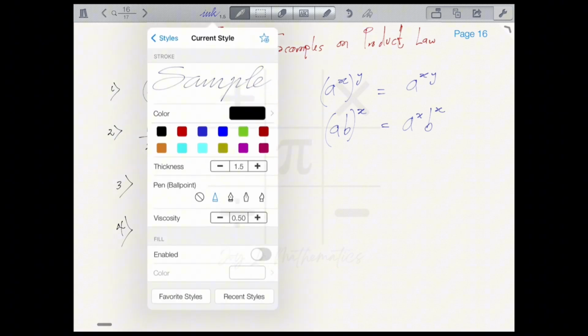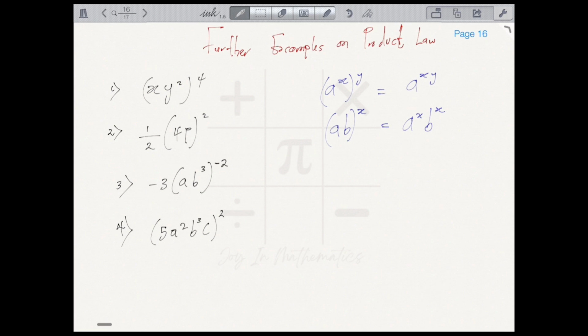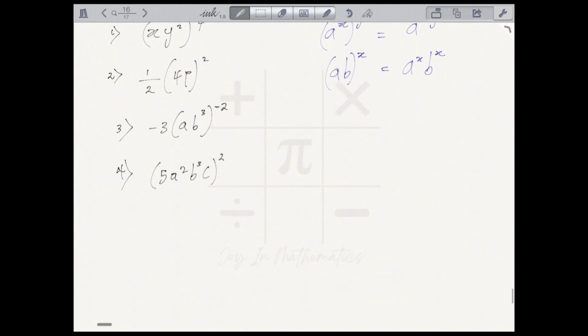Now we have these 4 questions, and we're going to solve them all together. You can give it a try now by pausing. Just pause the video right away and try to solve them. So let's begin with question number 1.